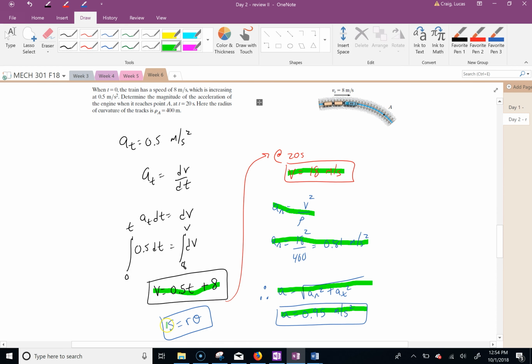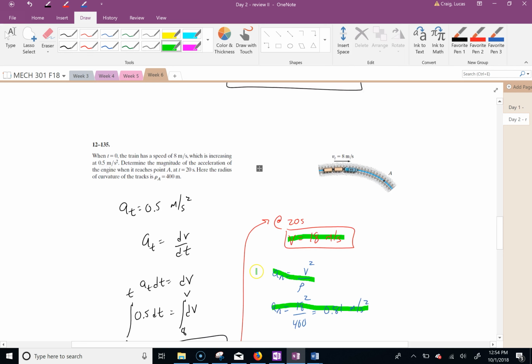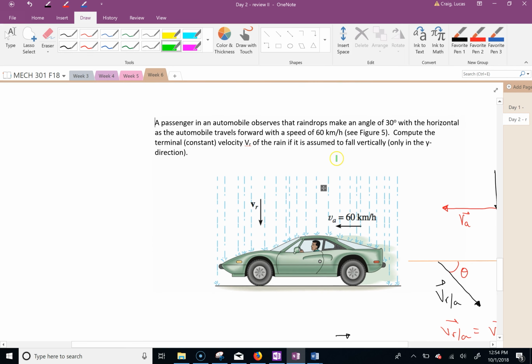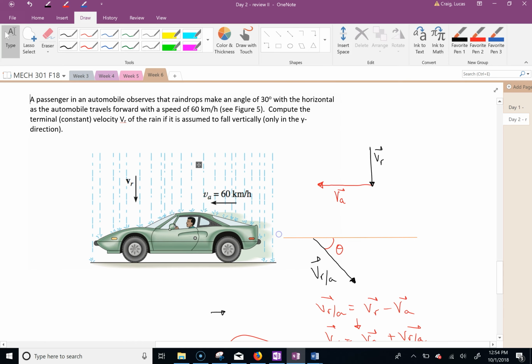All right, another important equation going around curves is the arc length, S equals R theta, where theta needs to be in radians. Okay? Here is another practice problem.